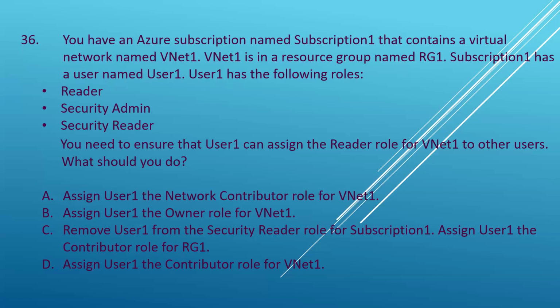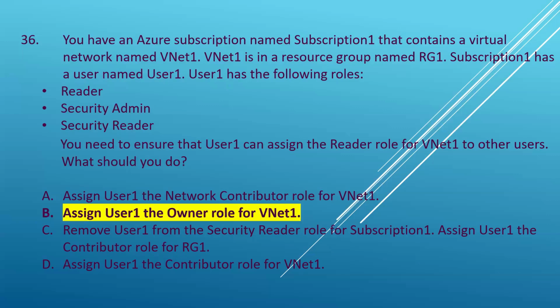So this question has lots of data. Be careful to spot the keywords that are being talked about here before answering this question. They are talking about different roles: network contributor, owner role, security reader role, and again, a contributor role, which is a generic contributor role. So to answer this question, you should be across the built-in roles in Azure. So let's look at the answer, and then we will talk about the purpose of each role which is being mentioned in this question. So the correct answer is assign User1 the owner role for VNet1.